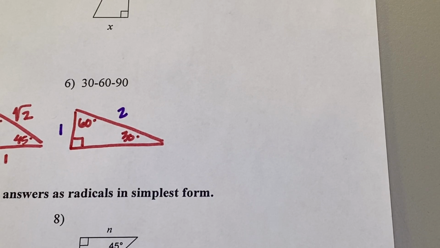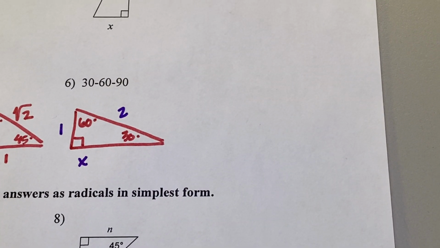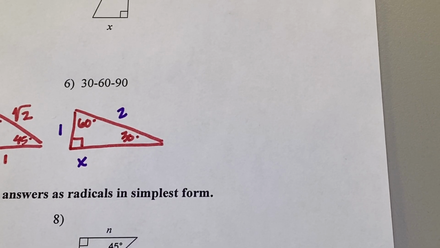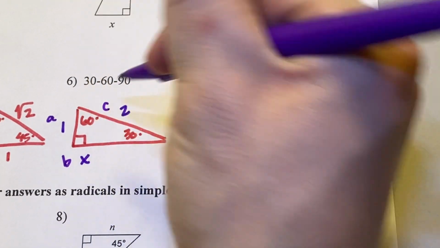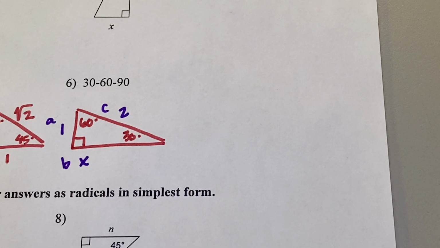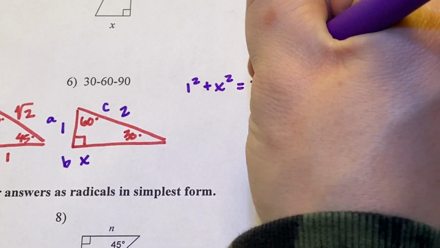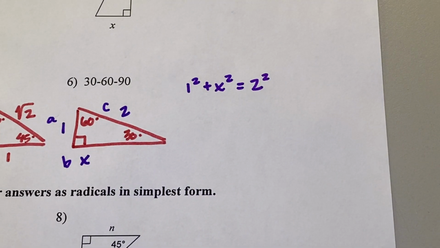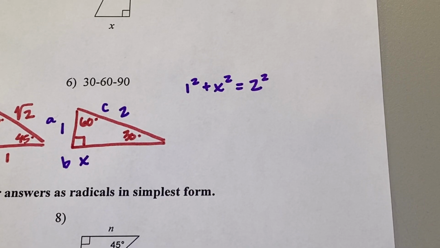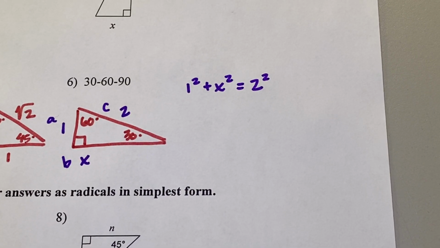Which side are we solving for this time? A, B, or C? B. Sure, solve for B. Let's find that missing side using the Pythagorean theorem. Jameson tells me it's B, so A is our 1, B is X, and C is 2. This time we know what the hypotenuse is. Let's plug it in. 1 squared plus X squared equals 2 squared, right? The 2 is in the C spot. We're not solving for C, we're solving for B this time.